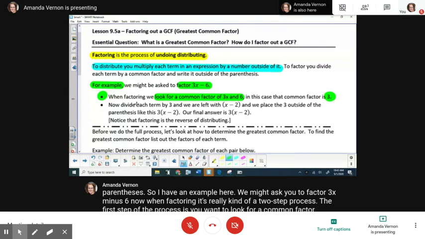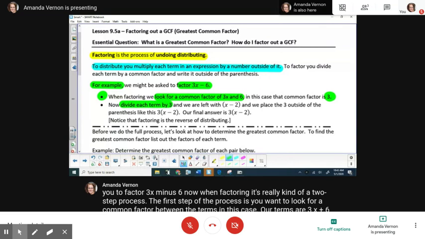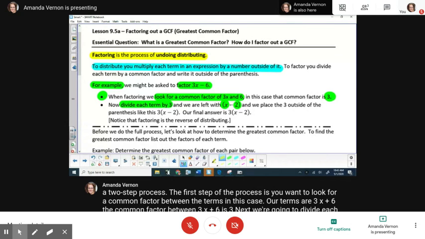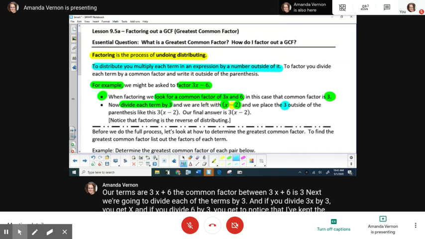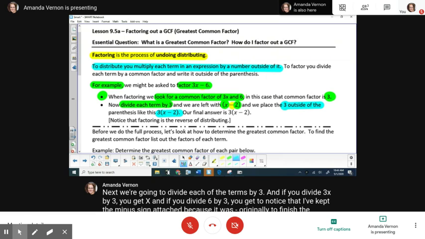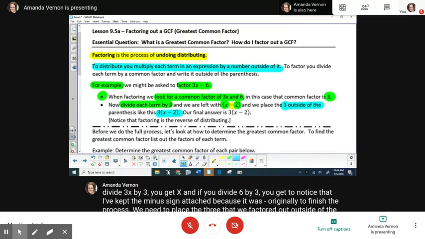Next, we're going to divide each of the terms by 3. And if you divide 3x by 3, you get x. And if you divide 6 by 3, you get 2. Notice that I've kept the minus sign attached because it was minus originally. To finish the process, we need to place the 3 that we factored out outside of the parentheses, and our final answer becomes 3 times x minus 2. Notice that factoring is the reverse of distributing.